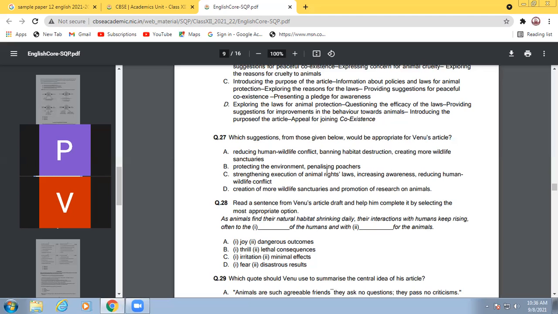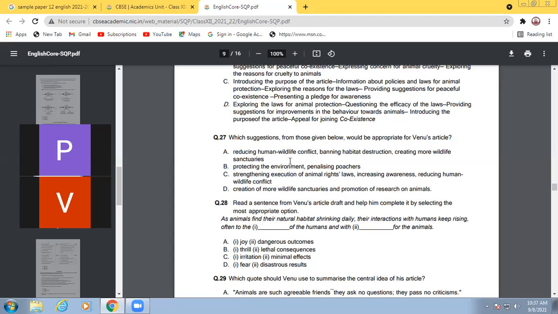The main difference between A, B, and C is that in A and B, the writer is talking about generalized discussions. But unless the law is there, nothing can be done. So the basic point is to strengthen the execution of animal rights laws. Already there are many laws against cruelty towards animals, but they have not been executed properly. The first point is strengthening execution of laws, and this point was nowhere in the other options.